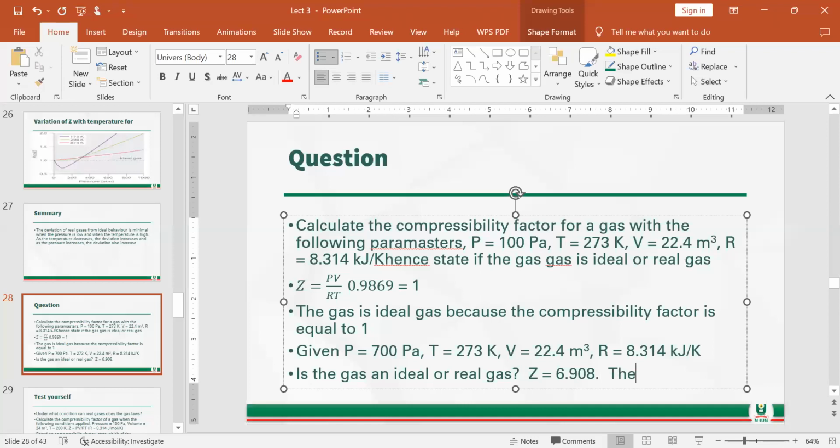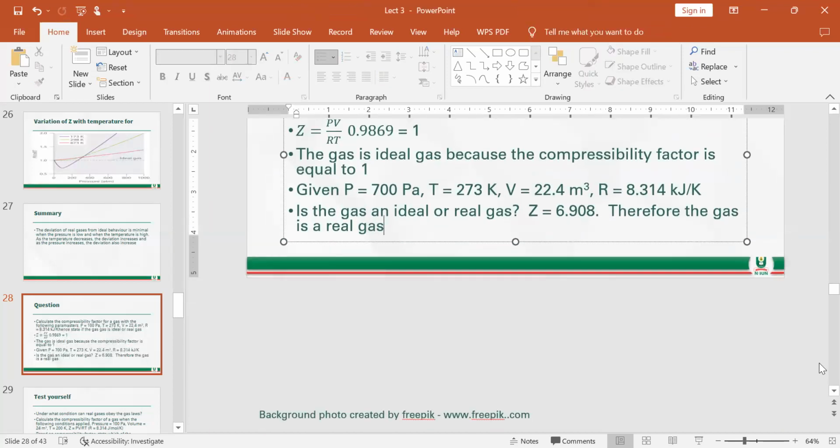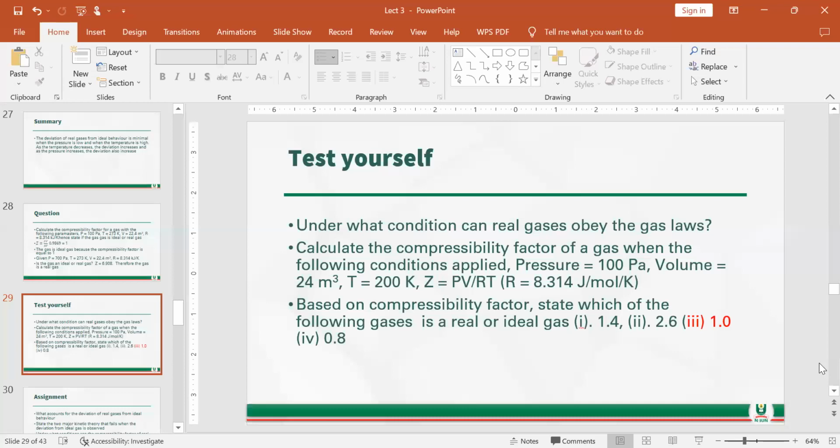Therefore, no. The gas is a real gas, so it's a real gas and not an ideal gas. Based on the compressibility factor, you can know. So test yourself: under what condition can a real gas obey the gas law? You know that it is at high temperature and low pressure.